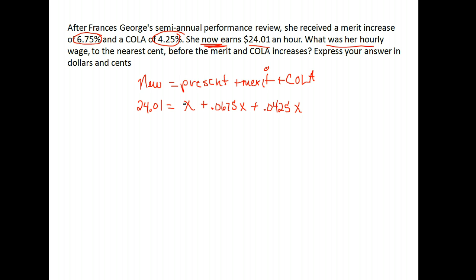Again, we're solving here, so we take our 1x and add it to the 0.0675 and the 0.0425, which altogether is 1.11 when you add those together, x, and it equals 24.01. Our last step is to solve for x. It's times 1.11, so we do the opposite of multiplying, and we divide by 1.11.